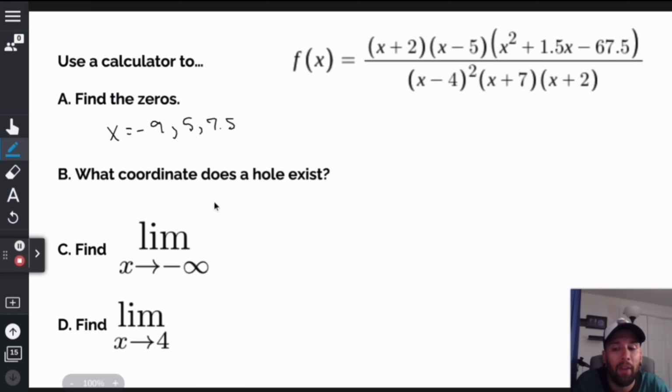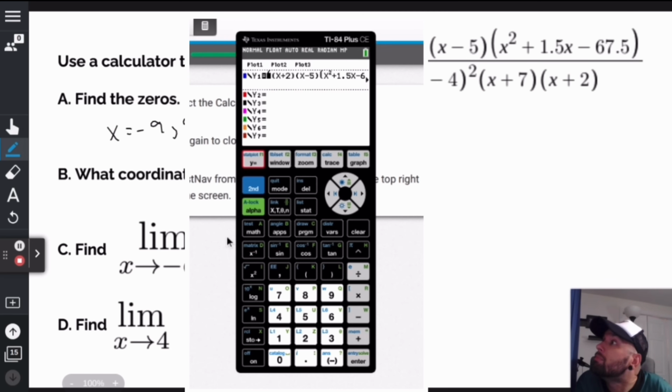Oh, this one's going to be fascinating. I wonder how it's done. Hey, remember a few seconds ago when I said we're going to deal with this in a few seconds? Well, here we are. What I need to do is find where the hole exists. Now, I have x plus 2 on the top and x plus 2 on the bottom, which means my hole exists at -2.